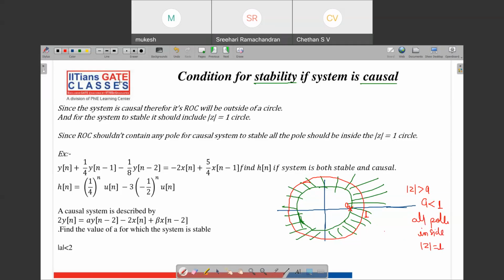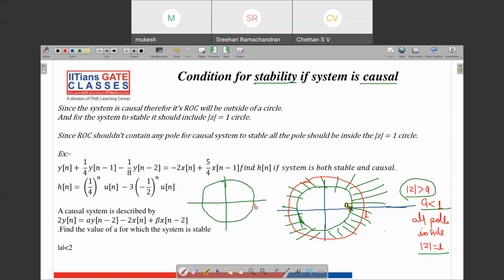So if all the poles are inside the z equal to 1 circle, and let's say the maximum pole that we are getting is A, it means that the ROC will be in this form, and in that case it will contain the z equal to 1 circle, because A is less than 1, because all the poles are inside the z equal to 1 circle. Now the second case is when we have a causal system and its maximum pole is, let's say, B.